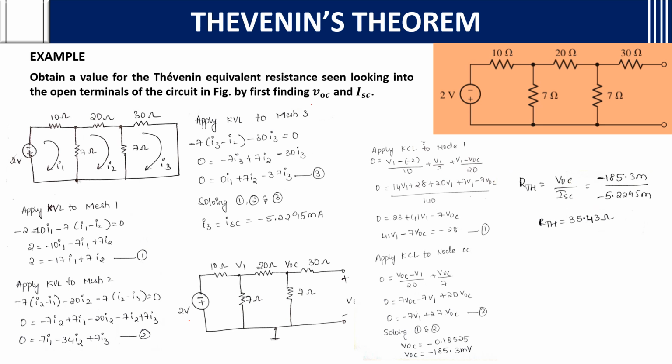After getting this RTH value, they asked for the Thevenin equivalent resistance by finding VOC and ISC. This is the method you will use to solve it. I am doing different kinds of questions. Why? Because it will be easy for you to understand. If you see this kind of question, you will know how to solve it. So please try to solve them. It will be easy for you.